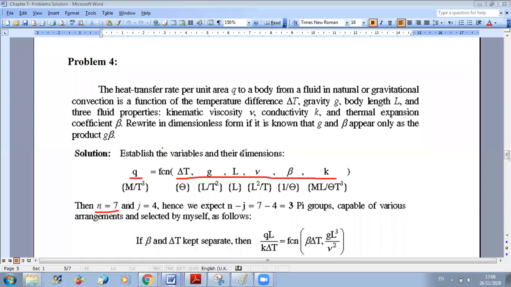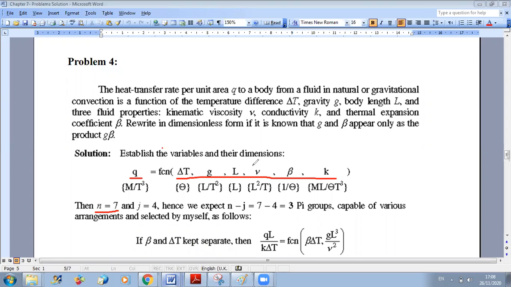Now the next step is to determine the number of dimensions. This is why we should put units of all our variables. Okay? To start with, delta T is the temperature, so the dimension is theta. G is an acceleration, so it is meter per second square. L is a length, so it's L.